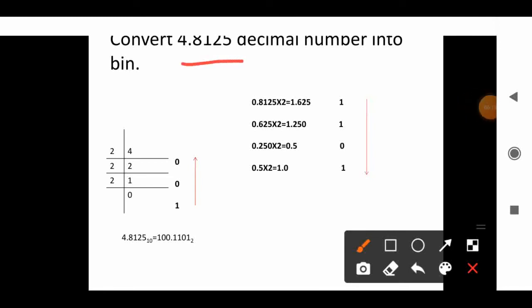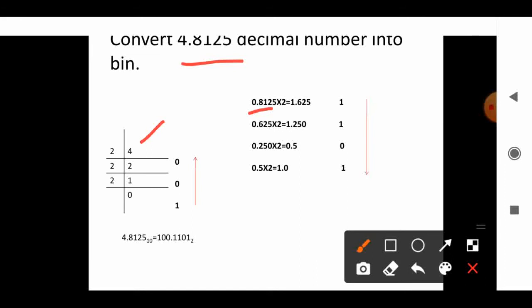What is our whole part? Integer part is 4. Then the fractional part is 0.8125. Okay, here keep it in your mind that the integer value has to be divided by 2. It is repeated division. The fractional part is multiplied by 2. It is repeated multiplication.